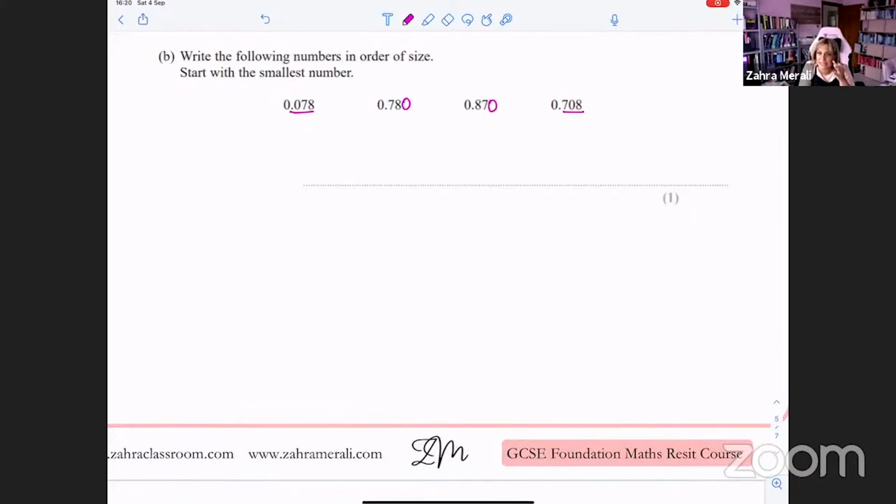And then it becomes easy because what you're comparing is 78, 780, 870, and 708. So if you look at that, which one's the smallest? Very clear. The first one is. The next one, which is smallest, would be 0.708 because 708, 0.78, and then 0.87 is the biggest. So when you've got decimals and you're wanting to compare them, just make it so it's the same amount of digits after the decimal place. And anywhere you've got a gap, you can add a 0.